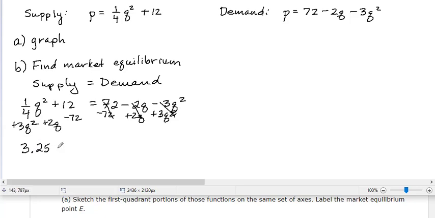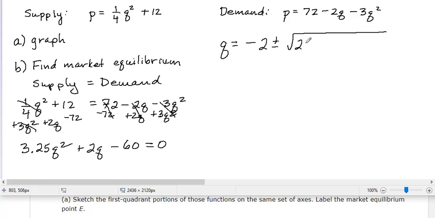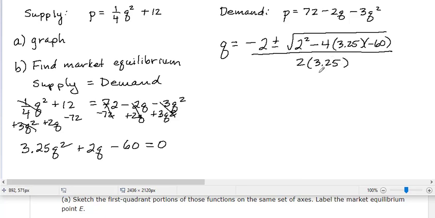Let's make that 3.25 q squared plus 2q minus 60. Set that equal to 0 and solve it. I'll use the quadratic formula, and the quadratic formula solves for the variable that has the squared on it. So this would be q equals negative b, negative 2, plus or minus the square root of b squared minus 4 times a, which is 3.25, times c, which is negative 60, all over 2 times a, which is 3.25.